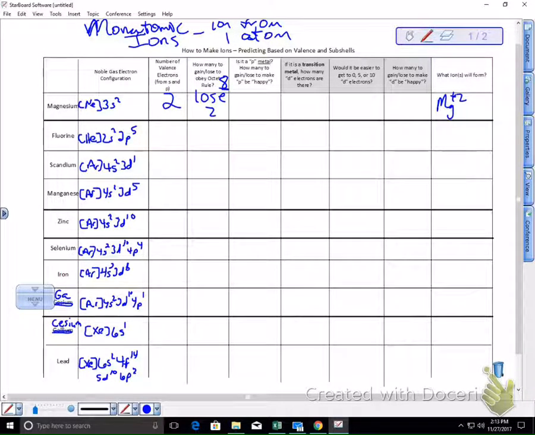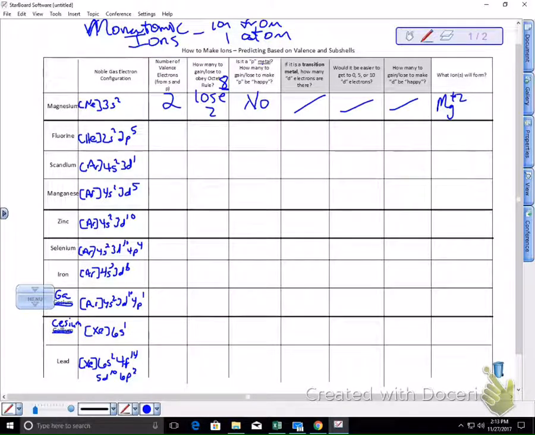And then some other considerations that we have to go through: is it a p metal? And I'm underlining metal here. And the answer is no, so we don't have to worry about that. Is it a transition metal? No. So for magnesium, we don't have any other ions that we have to worry about.